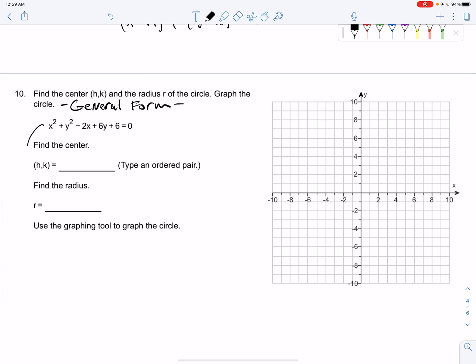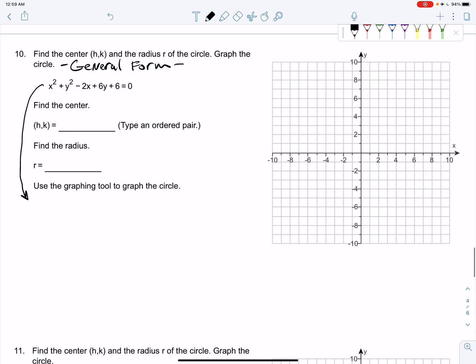So I'm going to organize it in a way. I'm going to group all the x's together: x squared minus 2x. I'm going to leave a space because I need to complete the square. And then I'm going to group my y values, any term that has a y in it: y squared plus 6y. Then I'm going to leave a space because I've got to complete that square. And then I'm going to set it equal to, well, I'm going to subtract 6 on both sides, so I get a -6. And I'm going to have to add whatever I added on the left, and I'm going to do that twice.